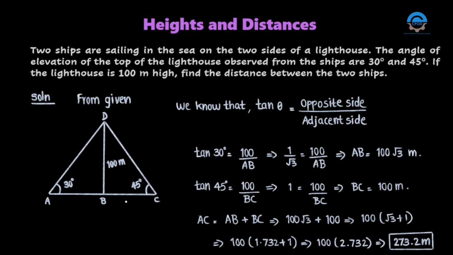Now we have to find the distance between two ships. That is AB plus BC. The value of AB is 100 root 3 and BC is 100 meter. So we are getting 100 times root 3 plus 1. The value of root 3 is 1.732 approximately. So 100 into 1.732 plus 1. So we are getting 273.2 meter. That is the distance between the two ships.